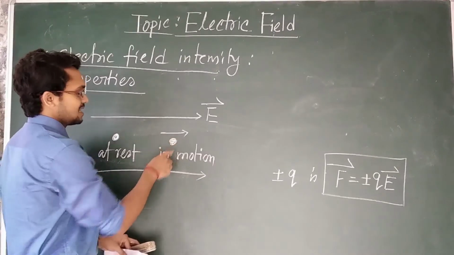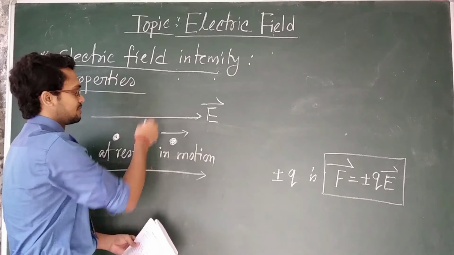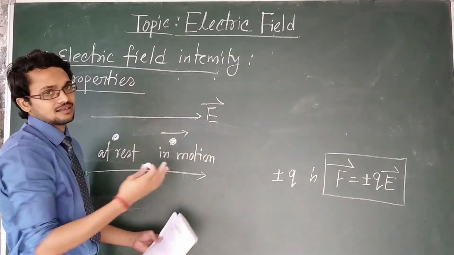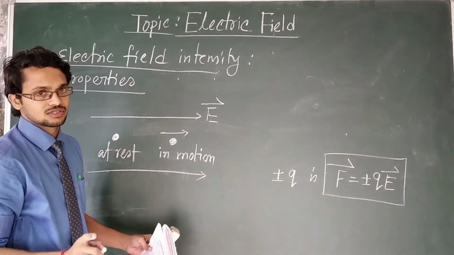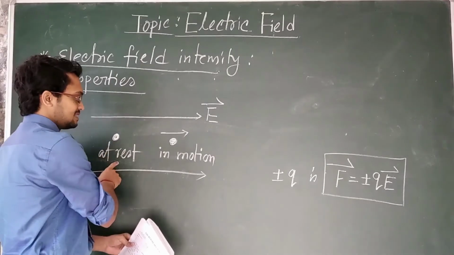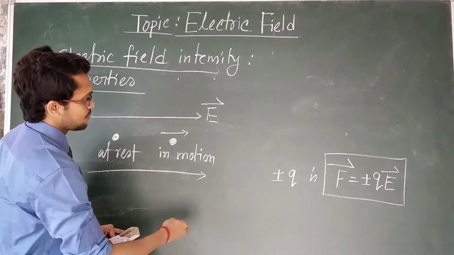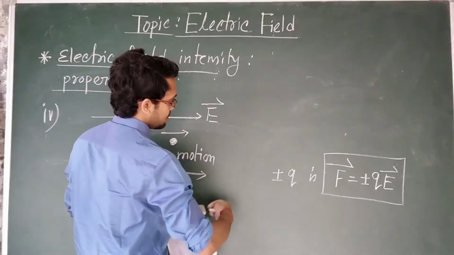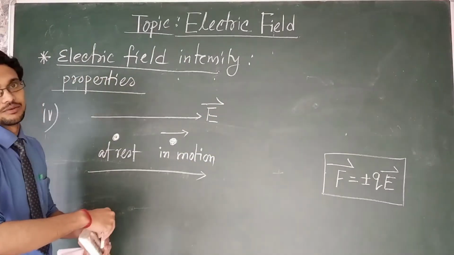Okay, the direction may be in any direction: in the direction of the electric field, perpendicular to the electric field, or at any angle. That does not matter, but the electric force on a charge at rest and on a charge in motion will be applicable here, and the formula will be this same formula. The formula will be F is equal to plus minus QE.